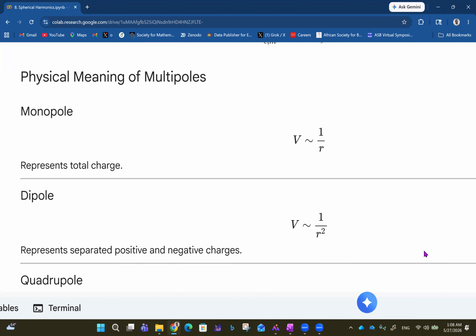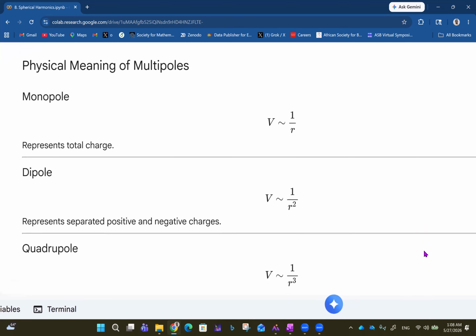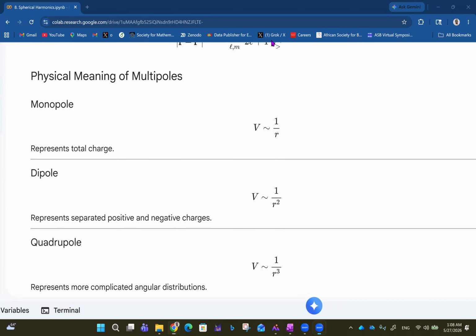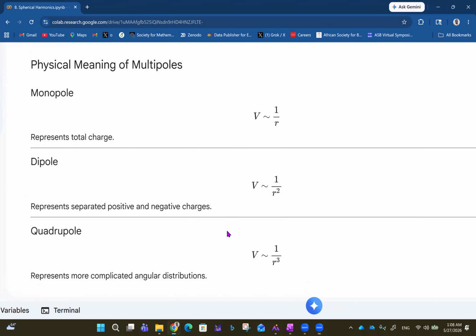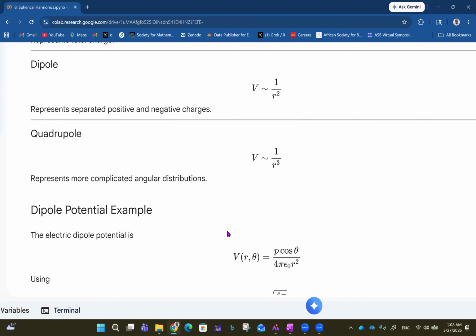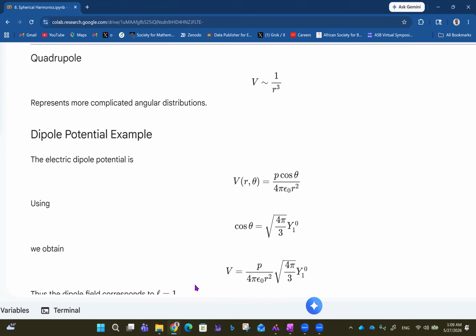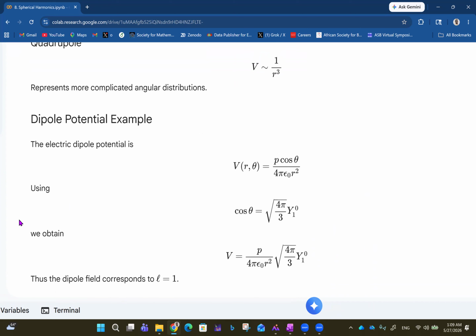Then we have the physical meaning of multipoles. First, the monopole, which is V approximately 1 over r, represents total charge. The dipole, V approximately 1 over r squared, represents separated positive and negative charges. The quadrupole, V related to 1 over r cubed, represents more complicated angular distributions. Then a dipole potential example: the electric dipole potential is V of r, theta equals p cos theta over 4 pi epsilon naught r squared.